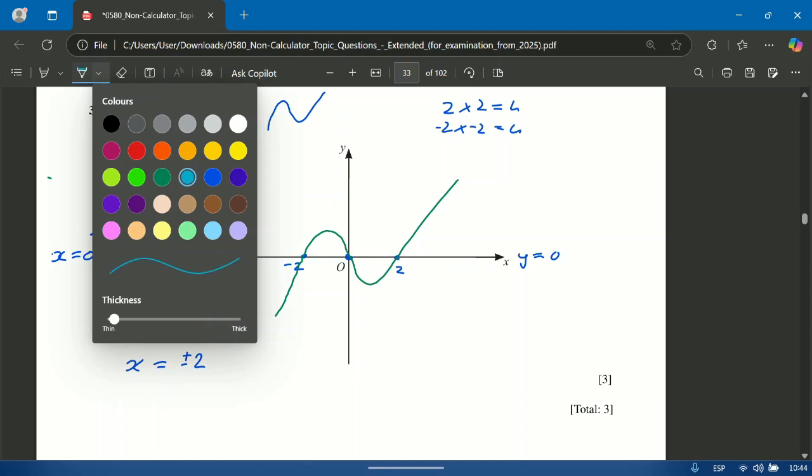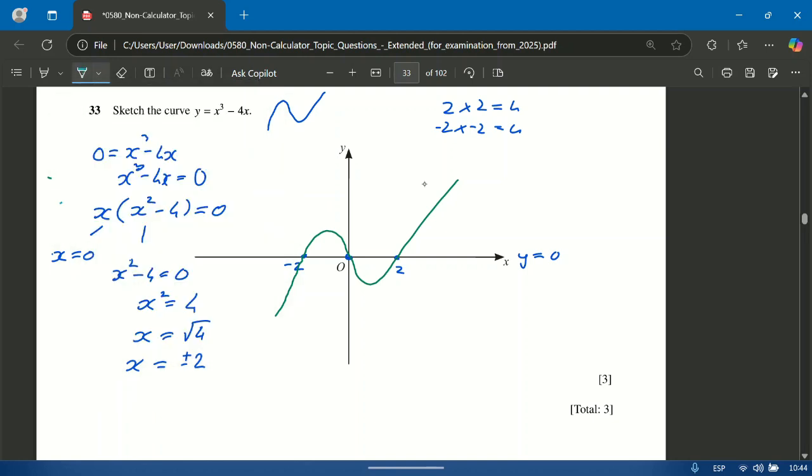By the way, there's another way to solve this equation. If you remember the difference of two squares, if you've got x squared minus 4, you can write it as x minus 2, x plus 2. So that means x minus 2 equals 0, so x is 2. x plus 2 is 0, so x is minus 2. It's another way to solve it as well, if you're not doing it the way I did.